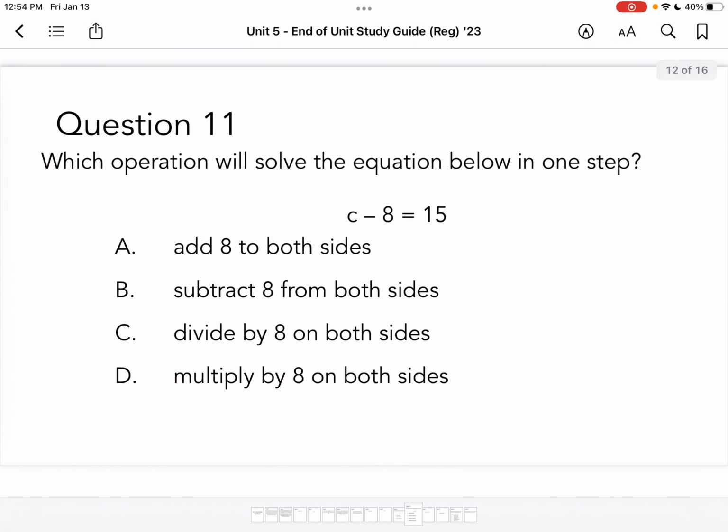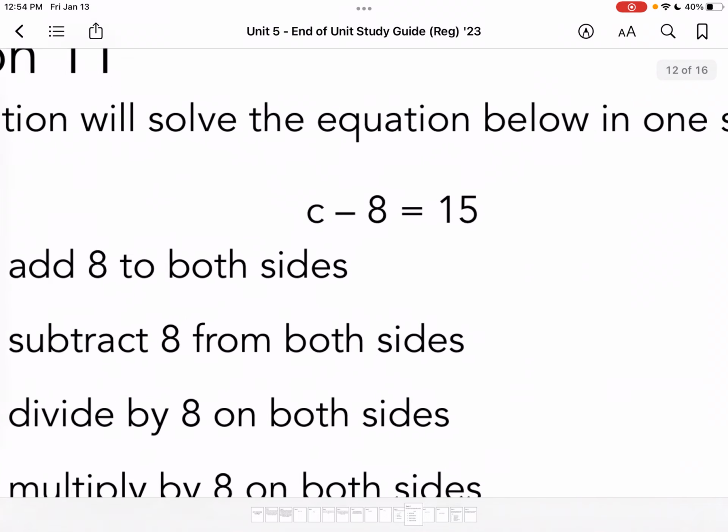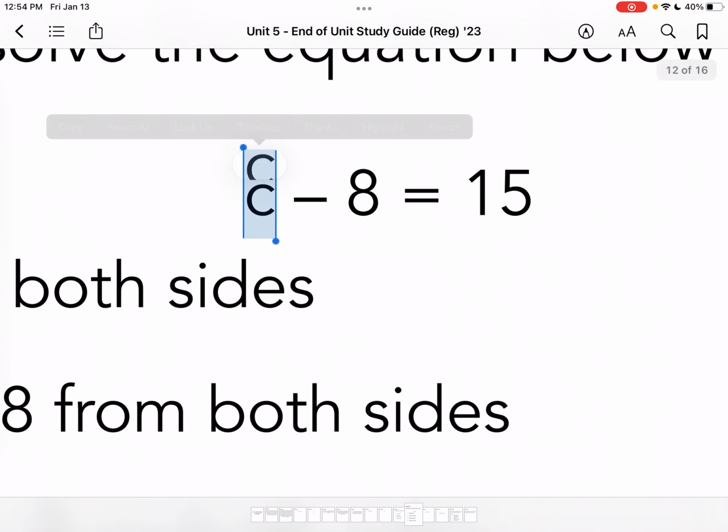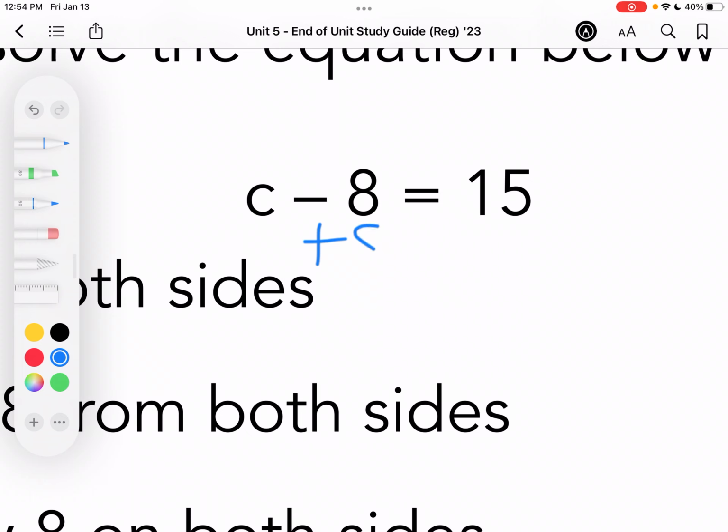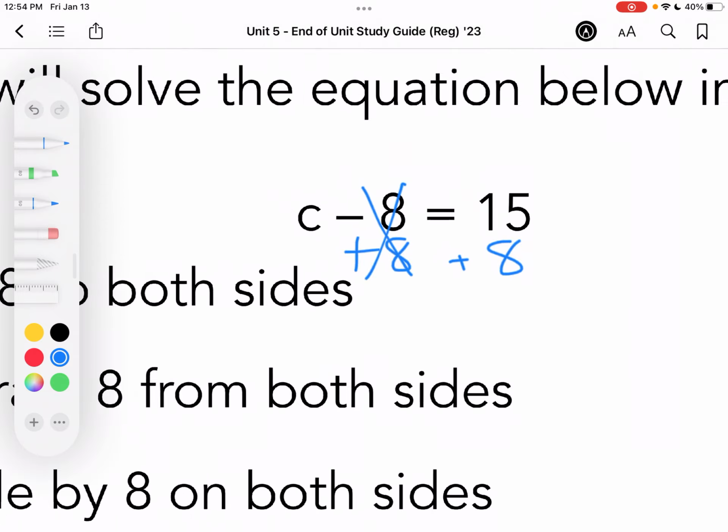Which operation will solve the equation in one step? Well, I'm going to, again, get C by itself. So to create that 0 pair, I'm going to add 8 to each side because a negative 8 and a positive 8 is going to create that 0 pair.